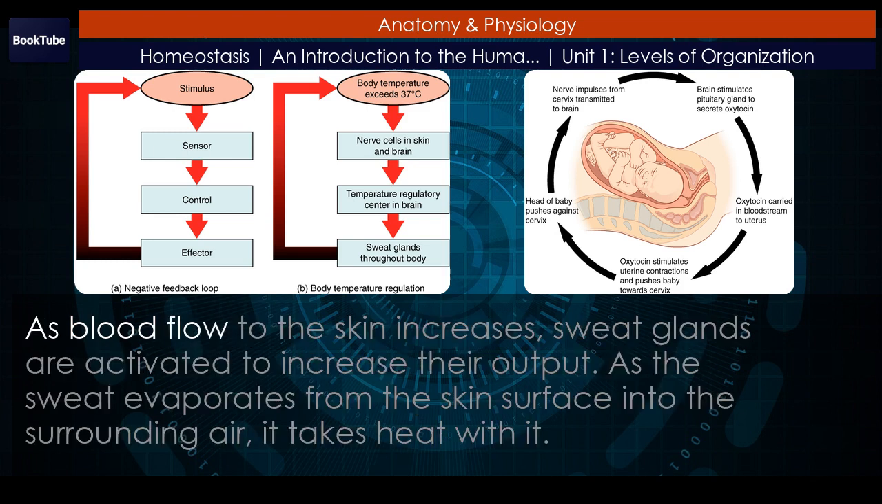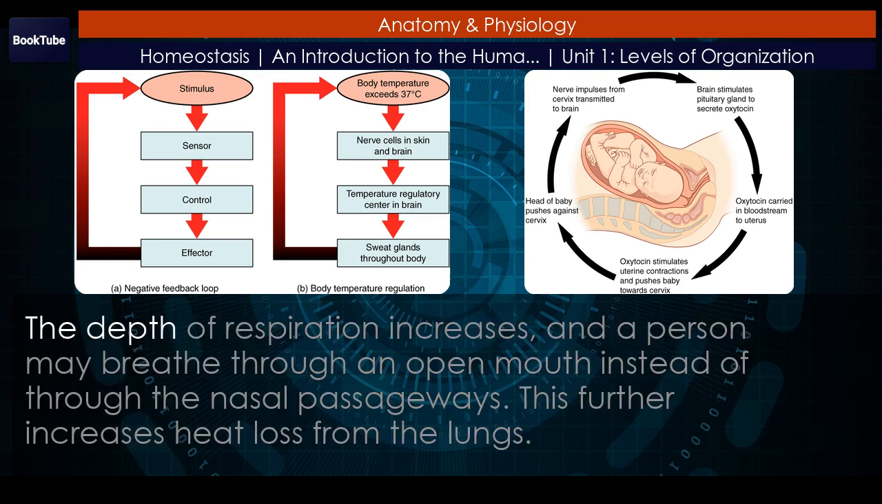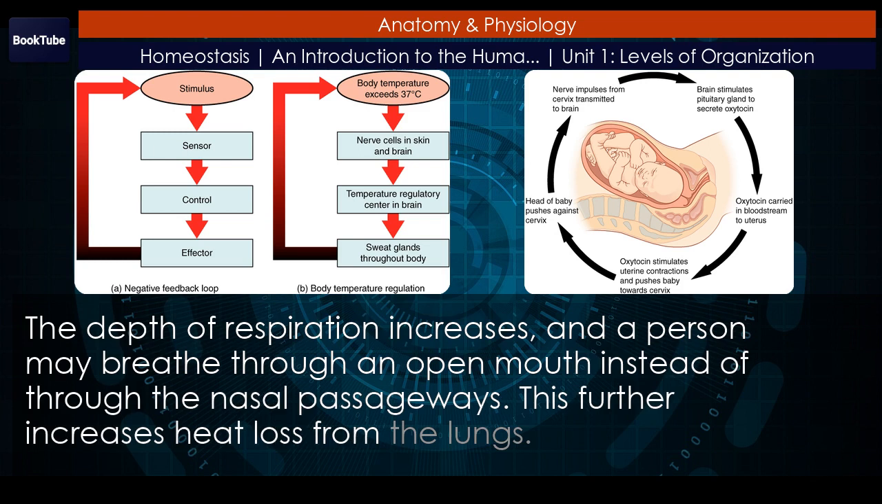As blood flow to the skin increases, sweat glands are activated to increase their output. As the sweat evaporates from the skin surface into the surrounding air, it takes heat with it. The depth of respiration increases, and a person may breathe through an open mouth instead of through the nasal passageways. This further increases heat loss from the lungs.